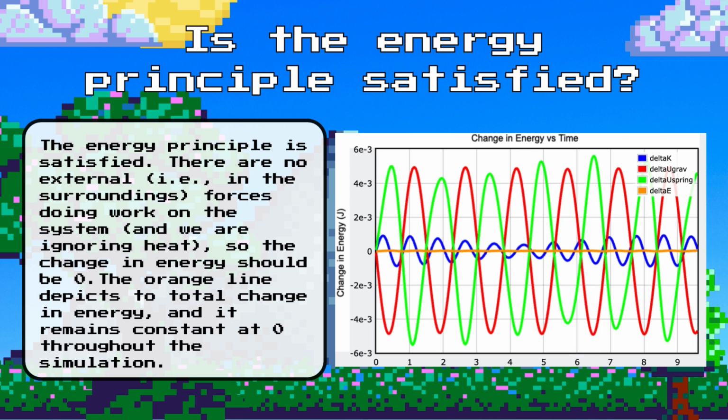And then if we look at the orange line right here, it depicts the total change in energy, and it remains constant at 0 throughout the simulation, showing that the energy principle is satisfied.